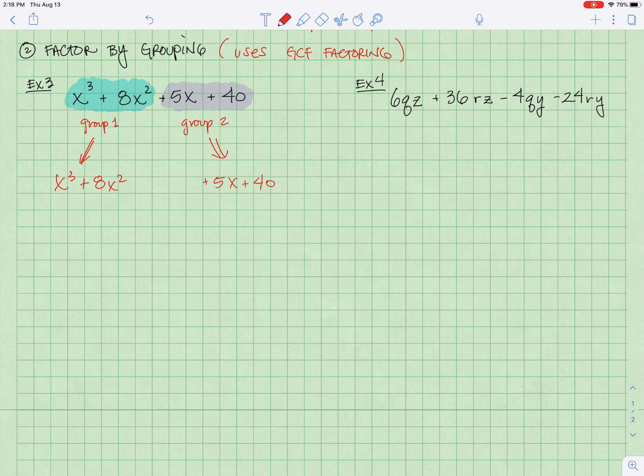And what we're going to do now is use GCF factoring on each group. So what is that going to look like? Well, in our first group, it looks like the only GCF is x squared. That's the largest factor that will divide into both of those terms evenly. So we'll pull out an x squared and we'll be left with the leftovers of x plus 8.